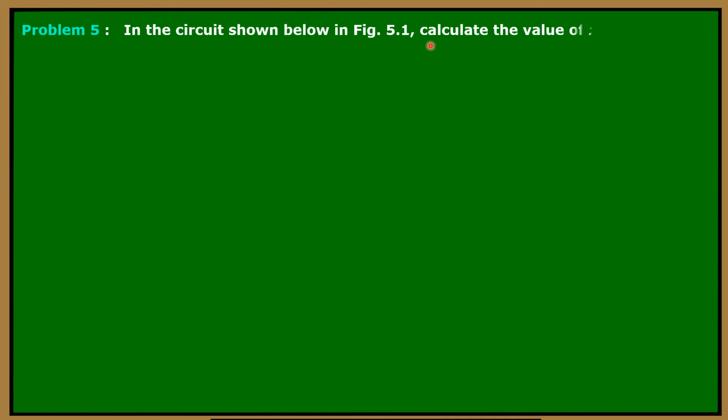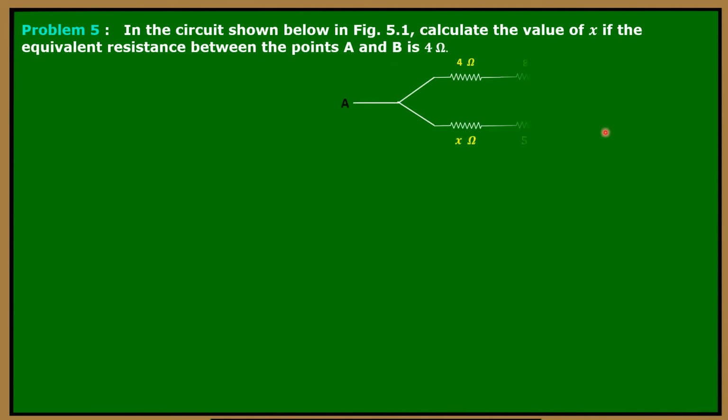So here is problem number 5. In the circuit shown below in figure 5.1, calculate the value of X if the equivalent resistance between the points A and B is 4 ohms. So here is the problem figure, and in between the points A and B, 4 resistors, 4 ohms, 8 ohms and X ohms and 5 ohms have been connected in this manner, and we have been given the equivalent resistance between A and B as 4 ohms, and we have to calculate the value of X.